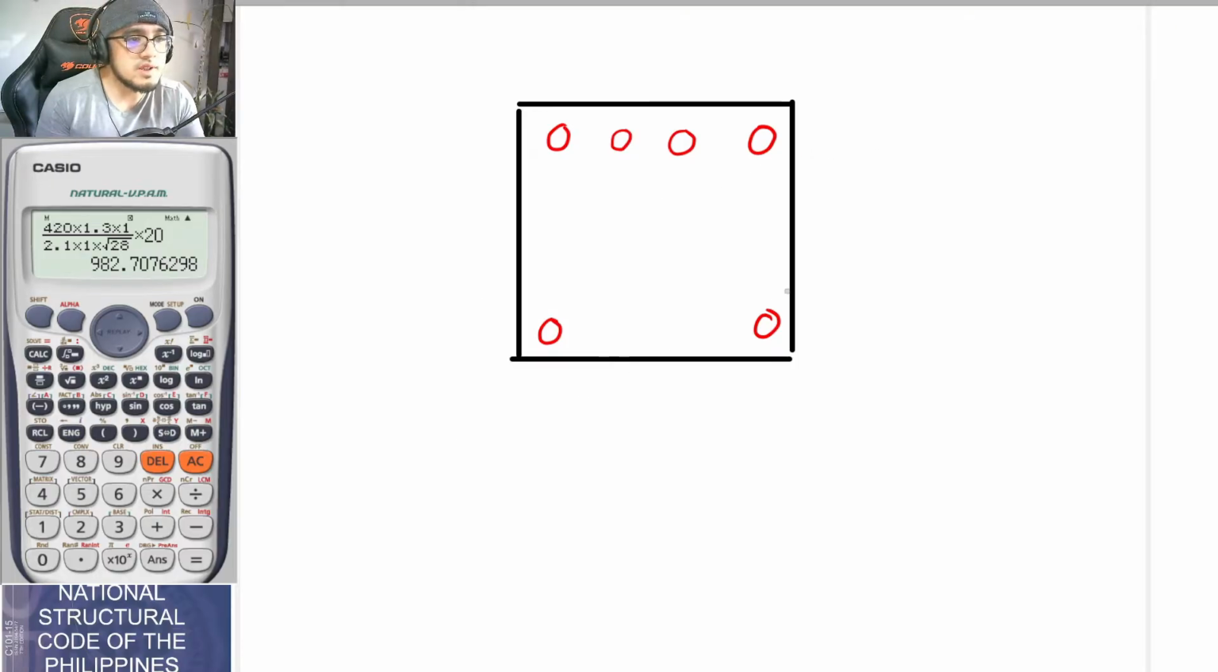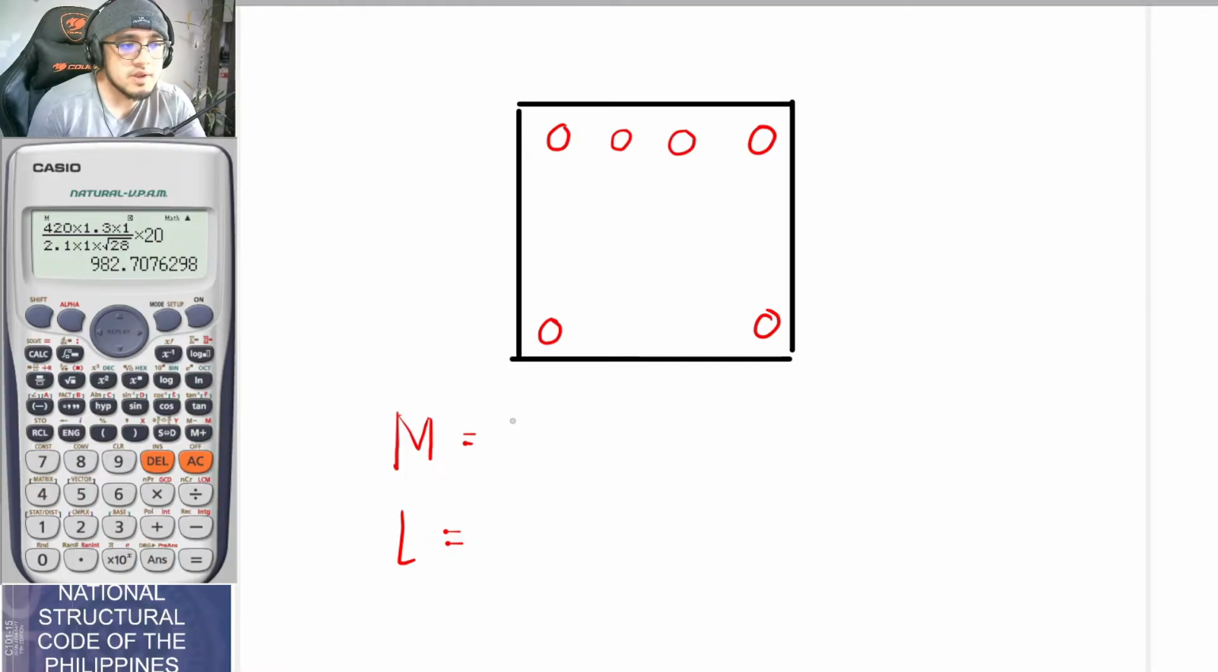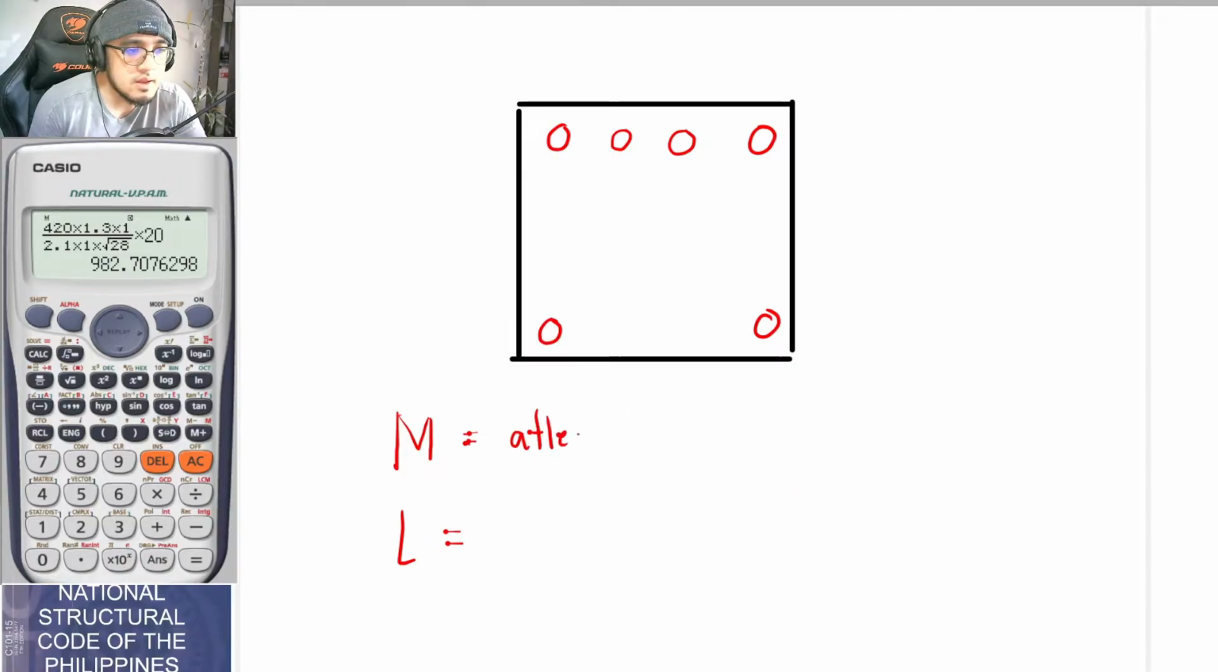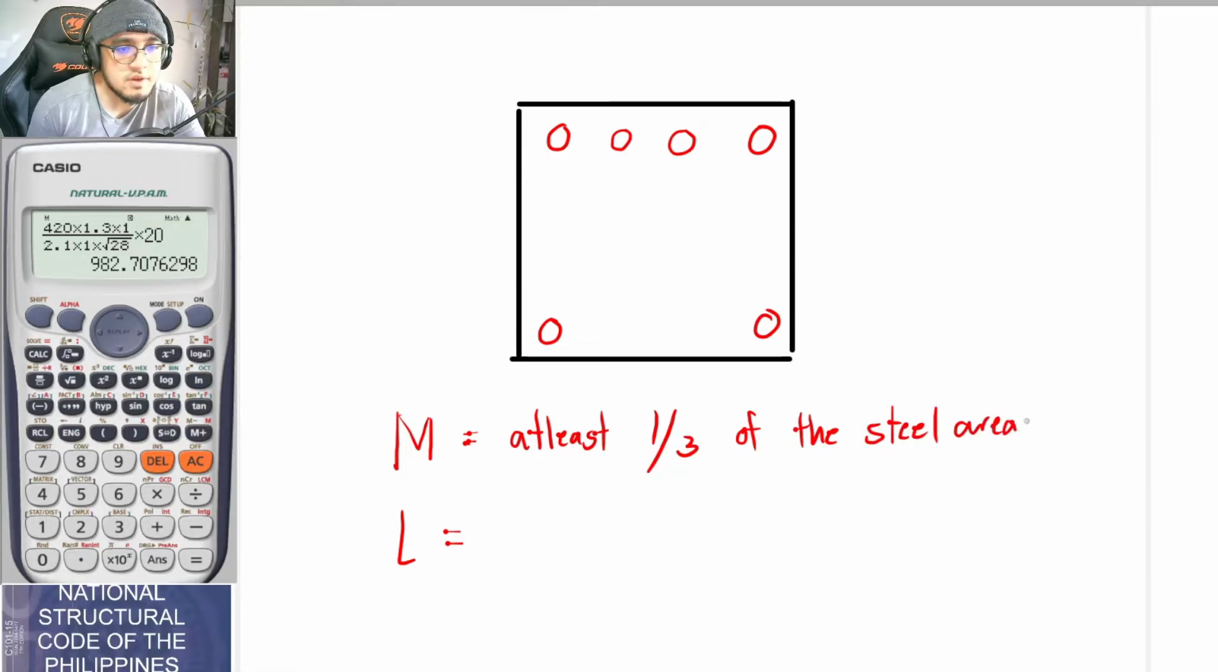Okay, so for your bars M and your bars L, your bars M are to be the bars that will theoretically approach the point of inflection. So up until the point of inflection, theoretically. And your bars L, well, it would not approach the point of inflection. So for your bars M, guys, at least 1/3 of the steel area. So this is just for tension, guys.